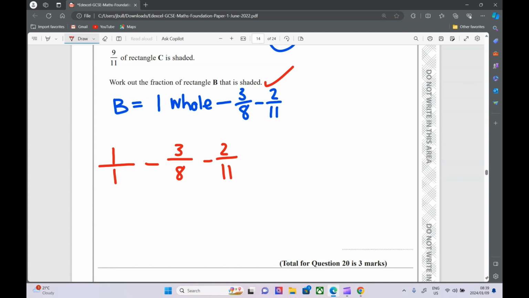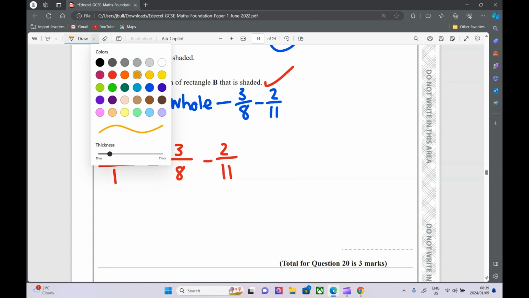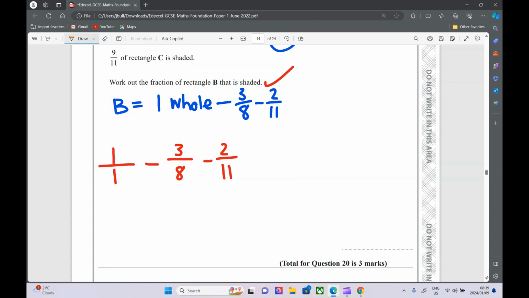We need them all to have the same base. So what I would say, all the same denominator. Let's make all of them have 88 as the denominator, because we can easily convert all of these. So how we're going to convert these is, let's just get a different color. We are just going to do it in here. We're going to make equivalent fractions. So 1/1, I want it to be something over 88.